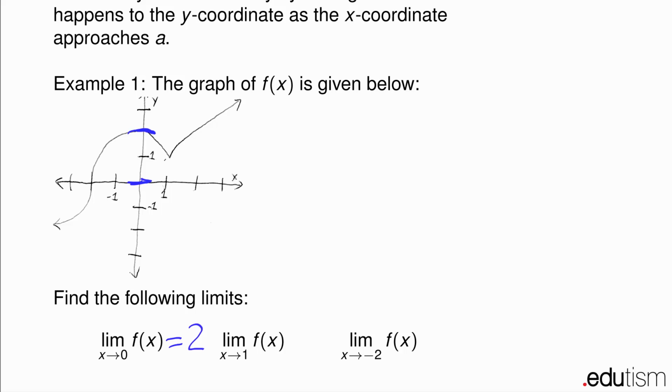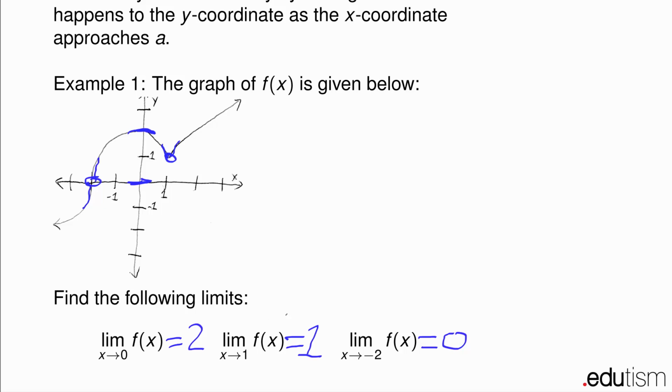If x approaches 1, we can approach 1 either this way or this way, but as we approach 1 in either direction, both y-coordinates approach this point here, which is y-coordinate 1. So the limit as x goes to 1 of f of x is 1. If we want the limit as x goes to negative 2 of f of x, we approach the x value negative 2. We can approach it either this way or this way. Either way, we're approaching this point, which has y-coordinate 0.